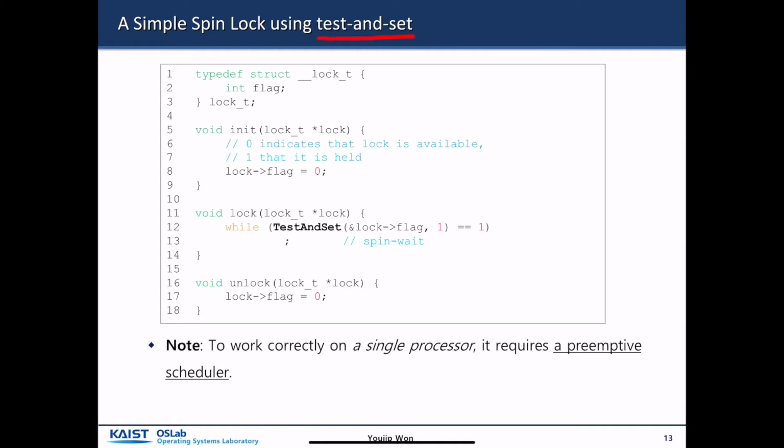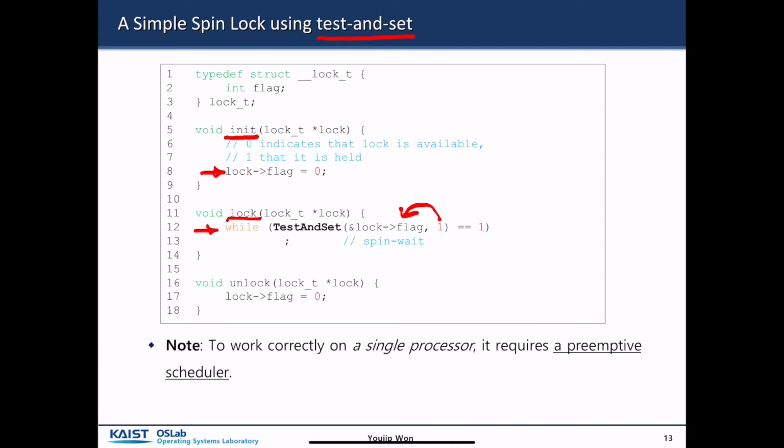Basically it's the same, but the initialization function init is the same as before. But if you look at the lock statement, there is only a single instruction within the while loop: TestAndSet(&lock->flag, 1). It means that it sets the value of the lock flag to 1 and returns whatever value was stored in the flag, and does it in an atomic fashion.